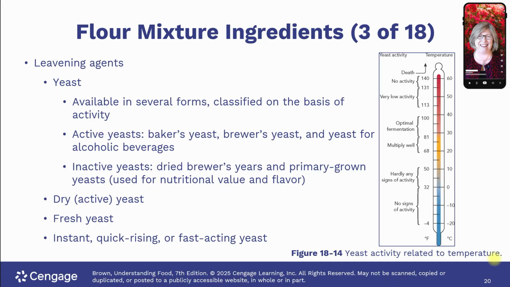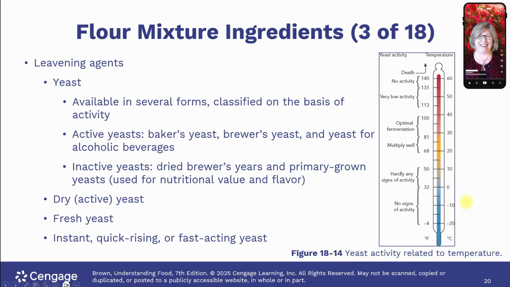Yeast is available in several forms. Now, this is very important. It's classified on the basis of activity. So you have active yeast and you have inactive yeast. The active yeast is used for leavening. The inactive yeast can be used for nutritional value and flavor.